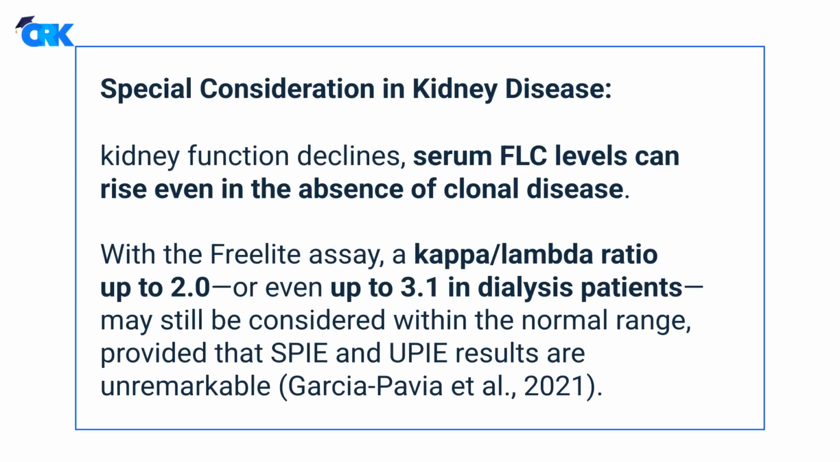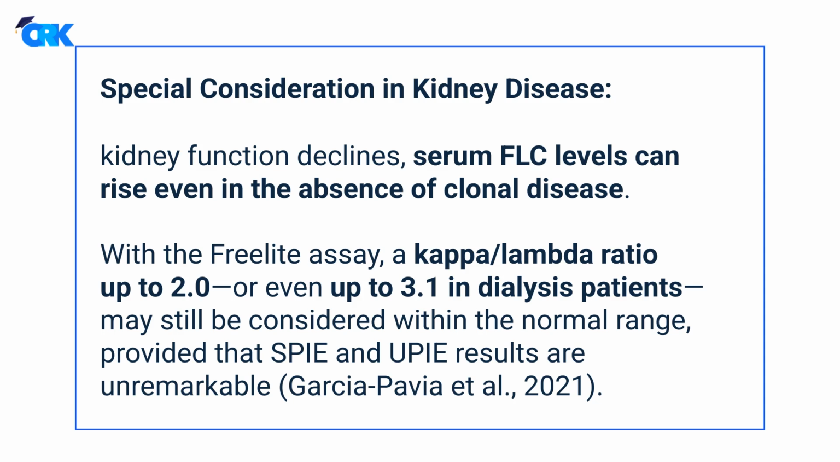Special consideration in kidney disease. In patients with impaired kidney function, mild elevations in the kappa to lambda ratio are common, even without true amyloidosis. For example, in those with an eGFR of 45 or lower, a ratio as high as 2.0, or 3.1 in patients on dialysis, can still be considered within the normal range if other results are negative. This correction, however, does not apply to the N-latex assay.